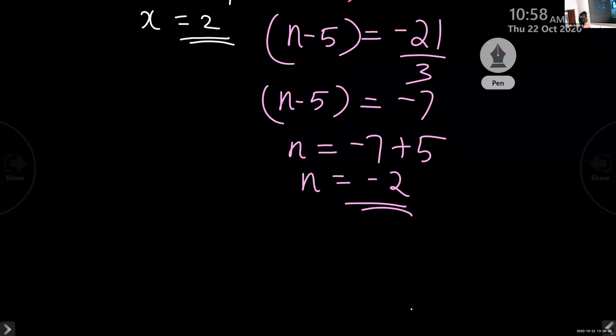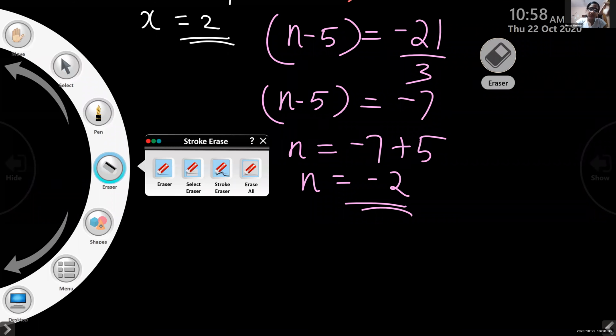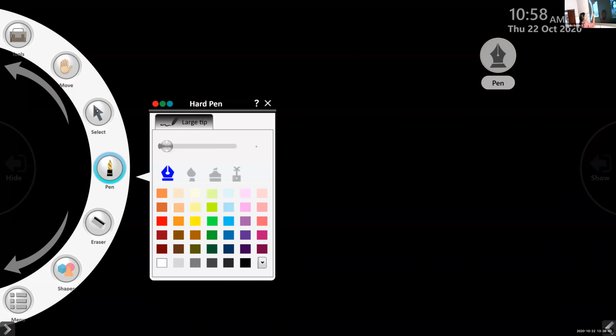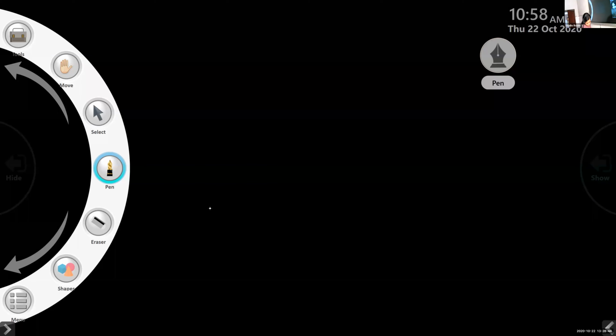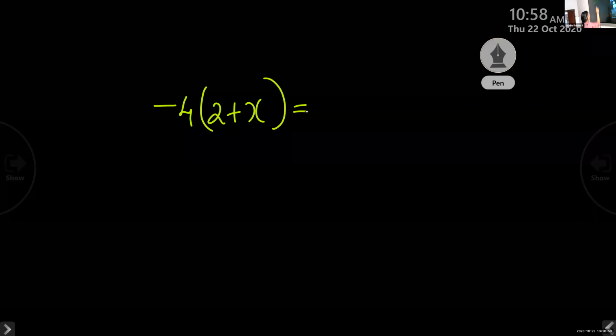Okay. The next one. Erase all. Okay. Next one. Negative 4 into 2 plus x equals 8. Okay, can you tell Anand what is the answer?